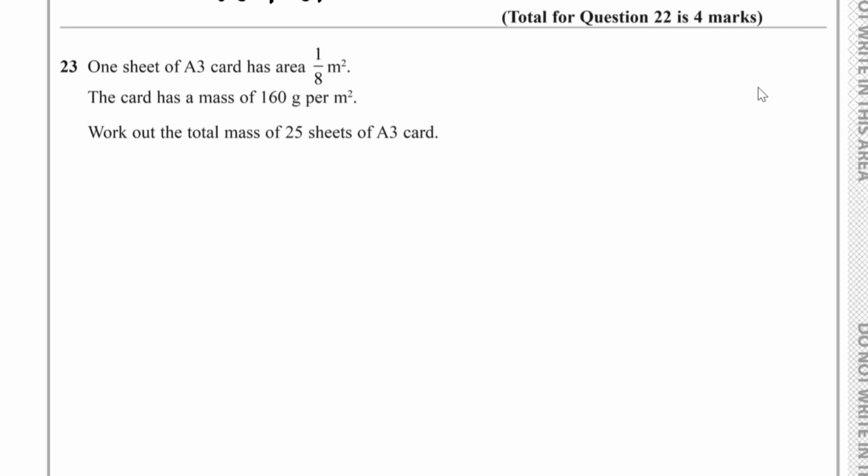Question number 23. One sheet of A3 card has an area of 1/8 meters squared. The card has a mass of 160 grams per meter squared. We have to work out the total mass of 25 sheets of A3 card.